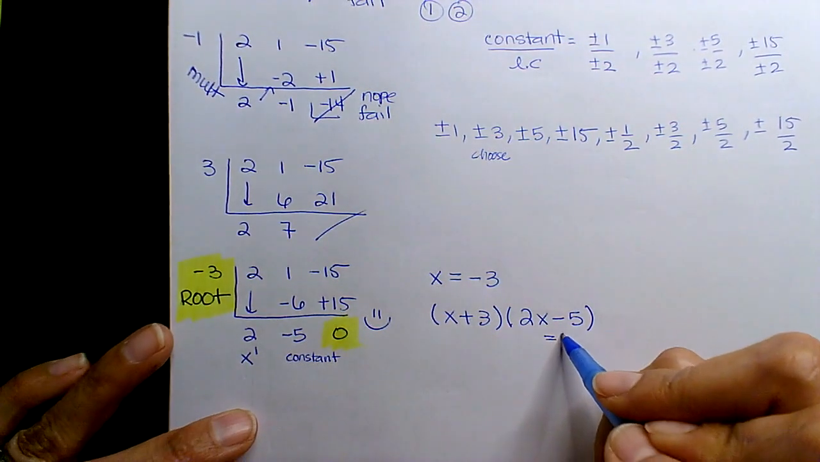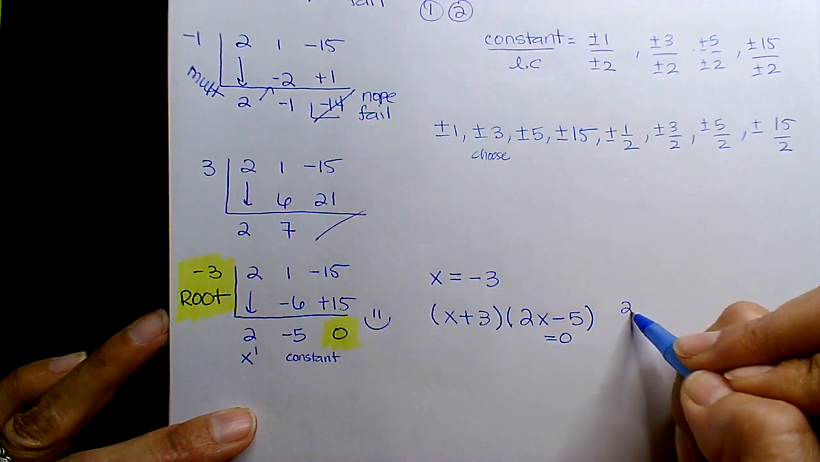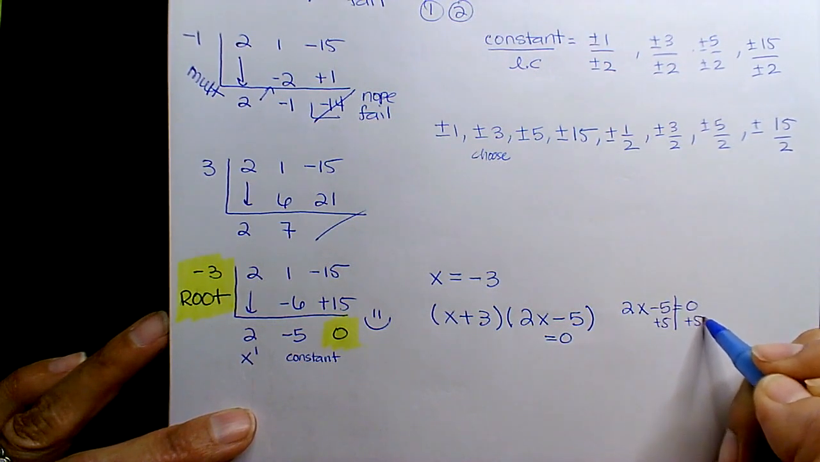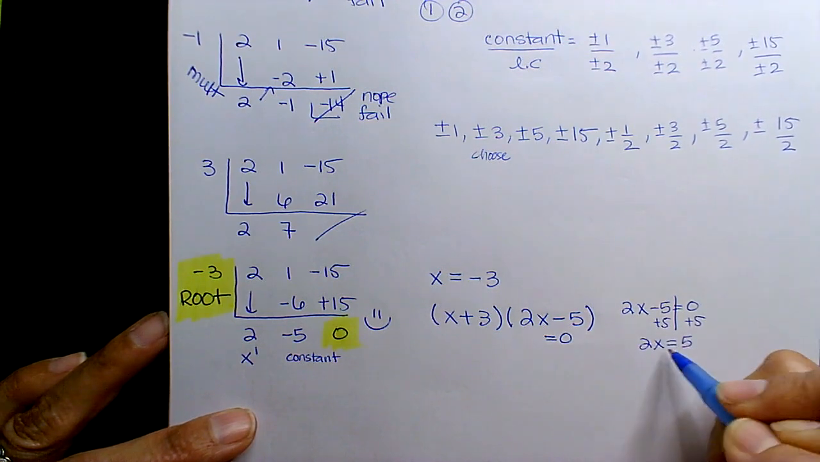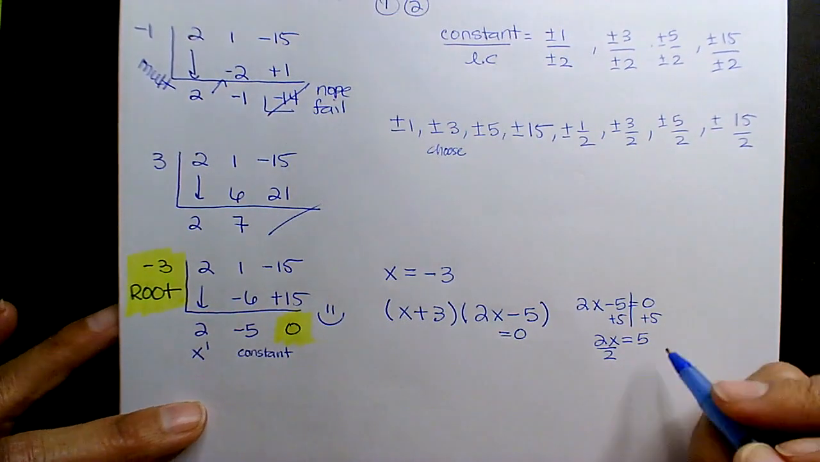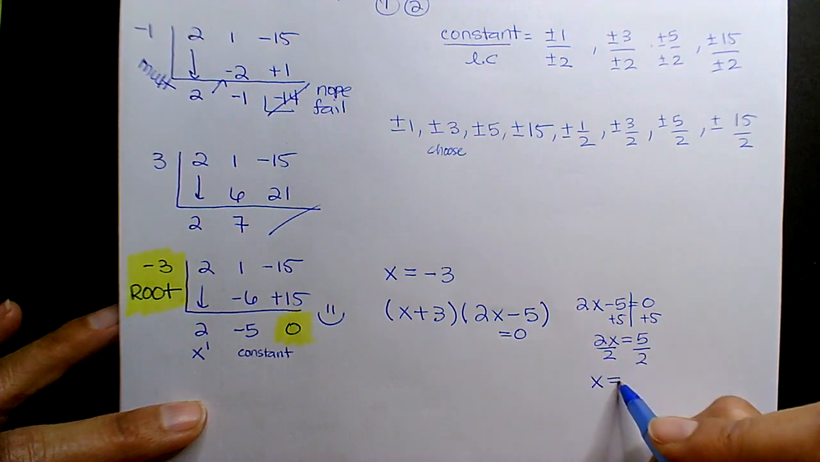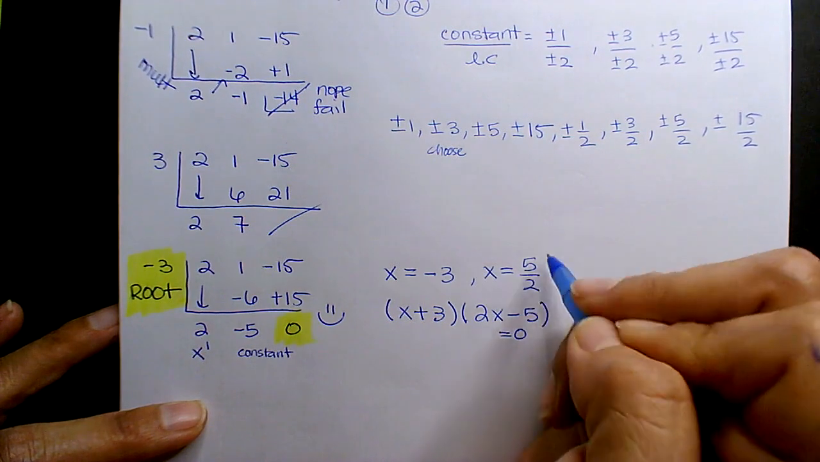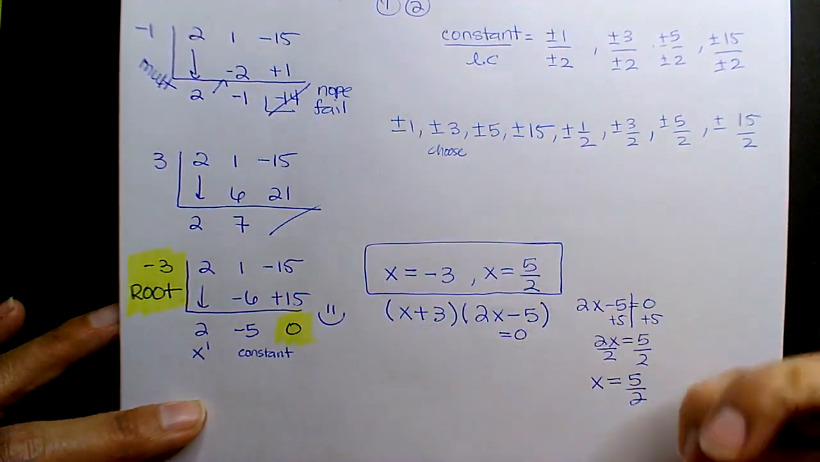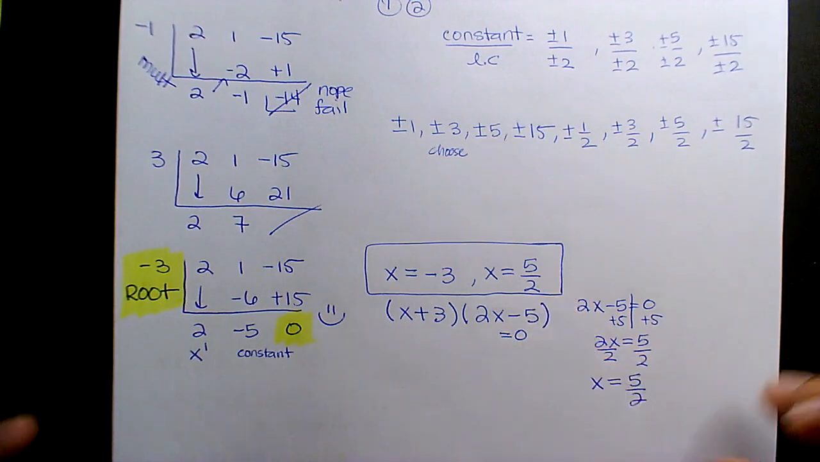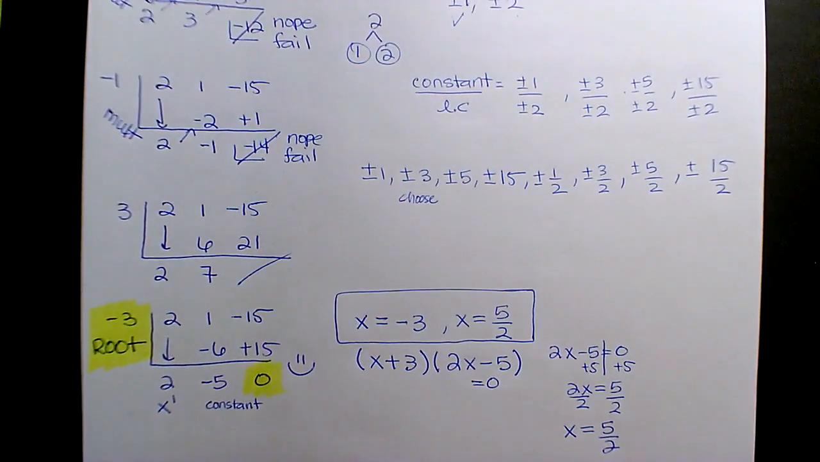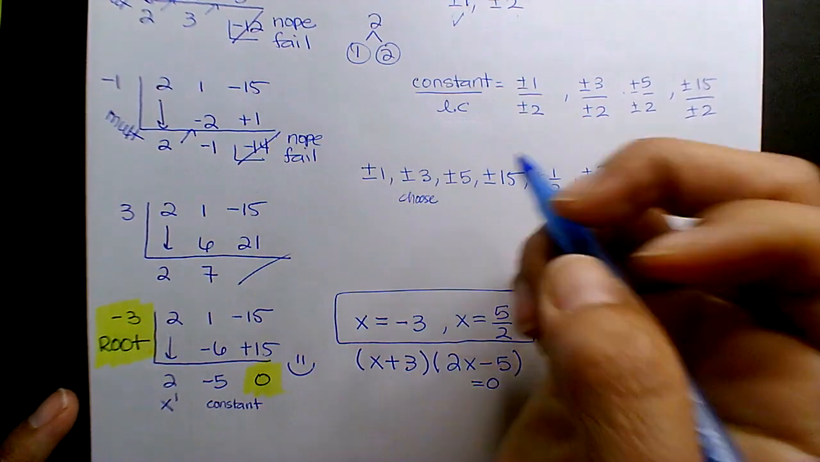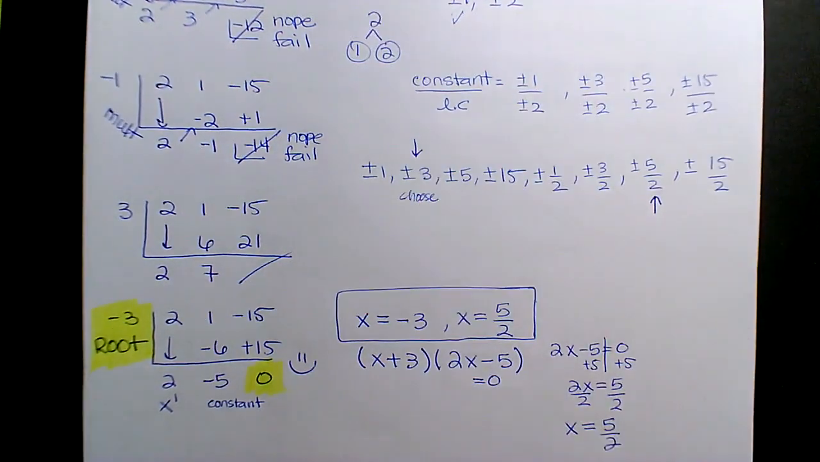And if I zero product property that, 2x equals 5, so 5 divided by 2, sorry. And you get x equals 5 halves, positive. And so these are my roots. And notice that 5 halves was on my list. Where is it? It's here. So here and here, it was in the list.